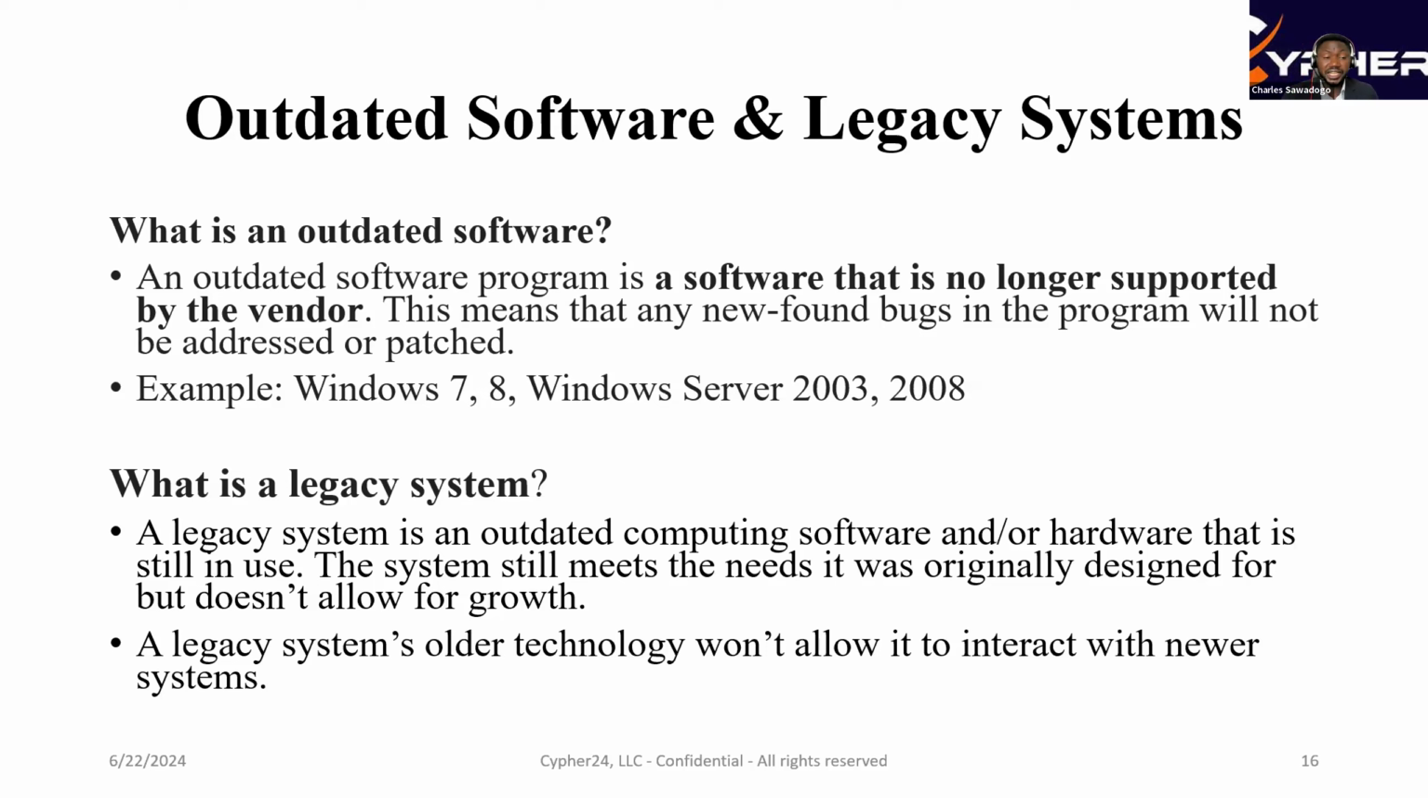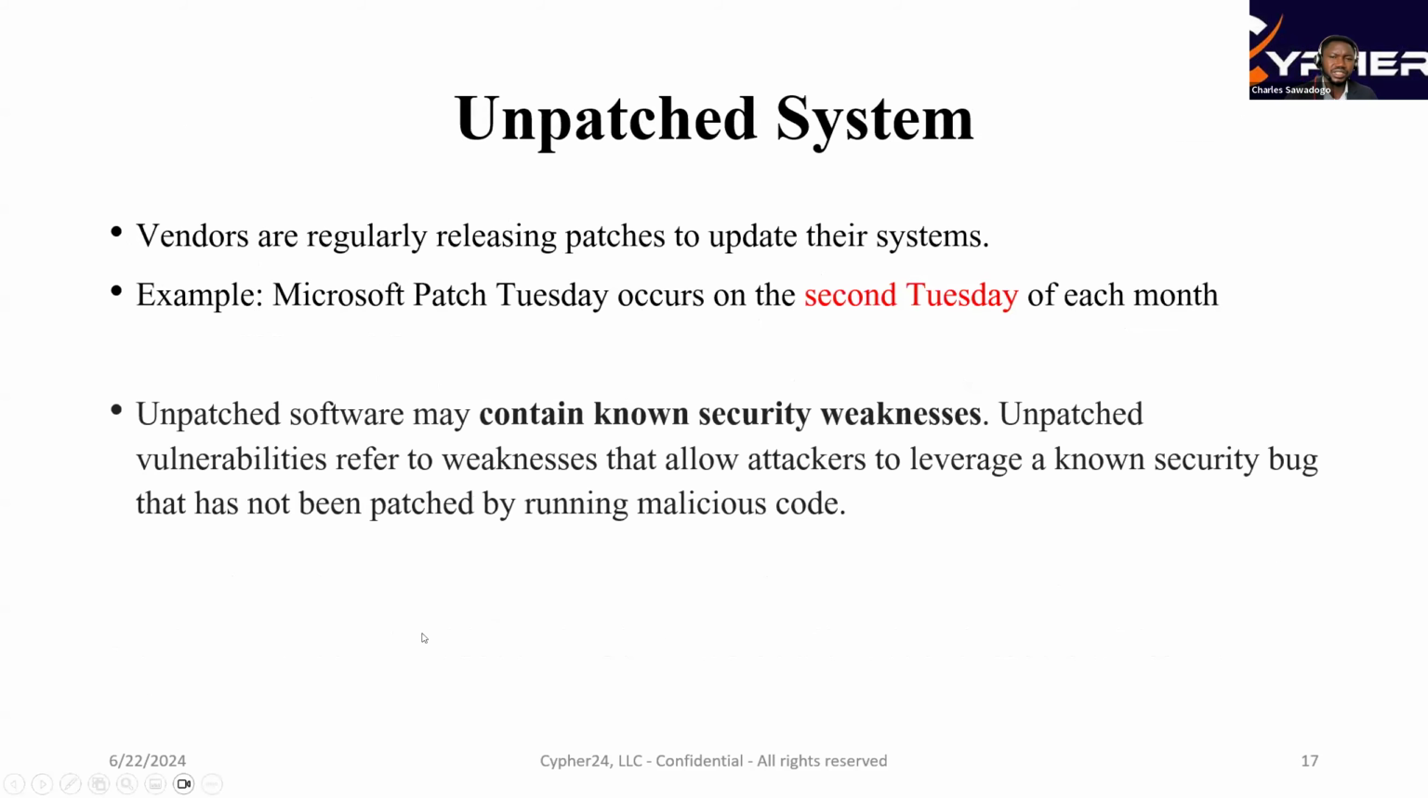All right. What is a legacy system? A legacy system is outdated computing software and/or hardware that is still in use. The system still meets the need it was originally designed for, but it does not allow for growth or updates. A legacy system's older technology won't allow it to interact with newer systems. So just know that. That's why legacy systems, we already saw these.